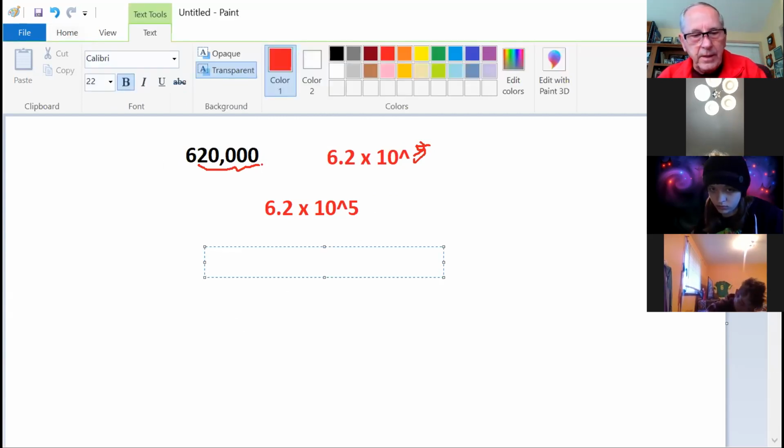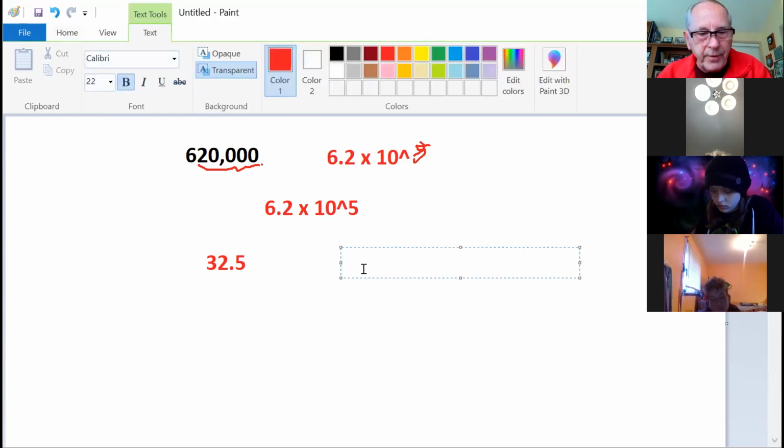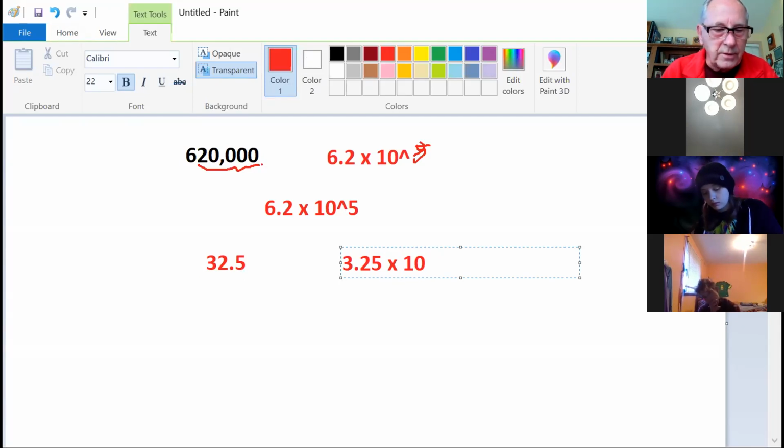What if I just said 32.5 and I want to convert that to scientific notation? What's it going to look like? You move the decimal. Yep. How many spaces? Not 5. You're going to move it 1. I'm going to convert that 32.5 into a number of 3.25. Right? Times 10 to the what? What power? That's the secret, not the secret, but that's the question.